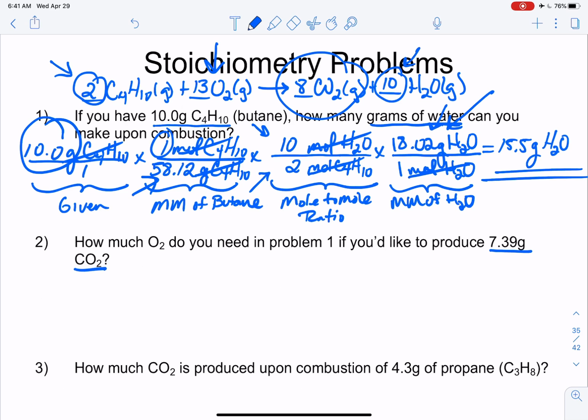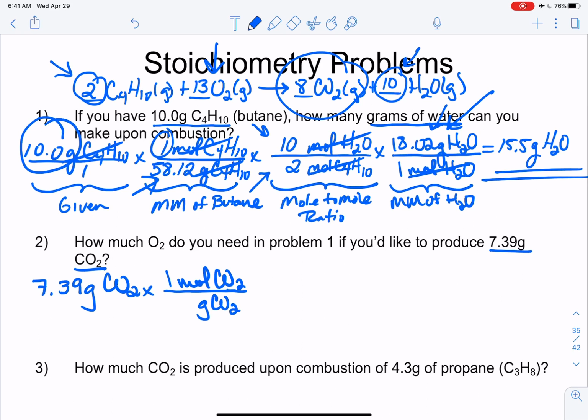Thankfully, we have already done the balanced equation for this problem, so we can go ahead and go with our given, which is 7.39 grams of CO2. So we need to know if we're going to make 7.39 grams of CO2, how much oxygen we need. And we're in grams, and whenever we're in grams, we need to go where? To moles, that's right. So we're going to have grams of CO2 in the bottom here, and we're going to have moles of CO2 in the top there.